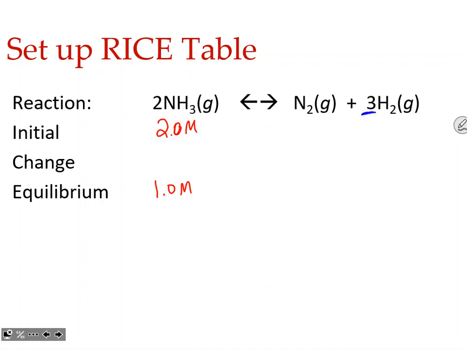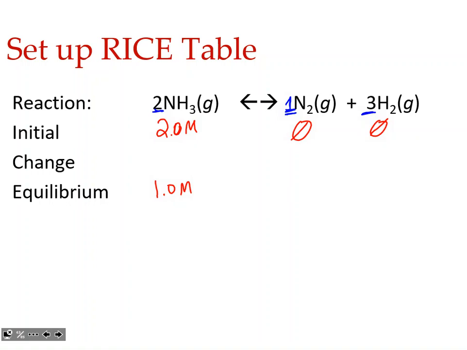We need 3 hydrogens to 1 nitrogen to 2 ammonias here. Since it's only ammonia in there, we know these are zeros, 0, 0 there for the products. So we know which way it's going because our products are both initially at 0. So it's going to go towards the products. We don't have to worry about the Q thing.